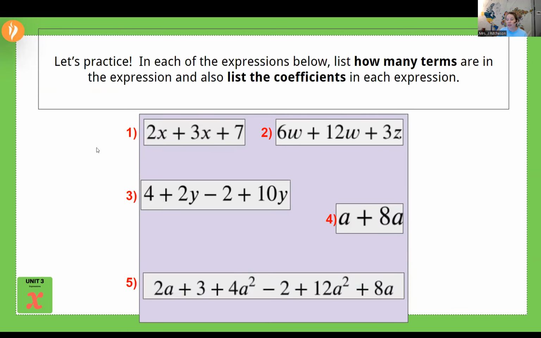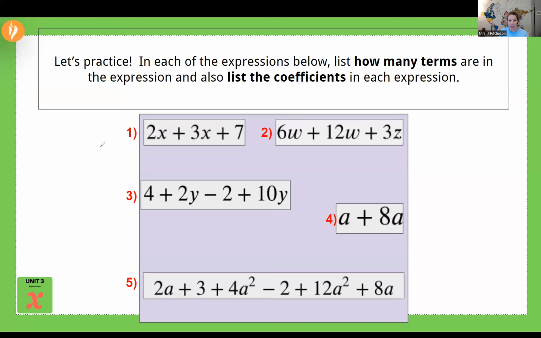So what I want you to do, and I did give you notes to print, so you can do this on your printed notes, 2 things. First of all, you're going to determine how many terms there are in each expression. And the second thing you're going to do is list the coefficients. So I'll give you a minute or 2 and come back and check your answers, I should say.